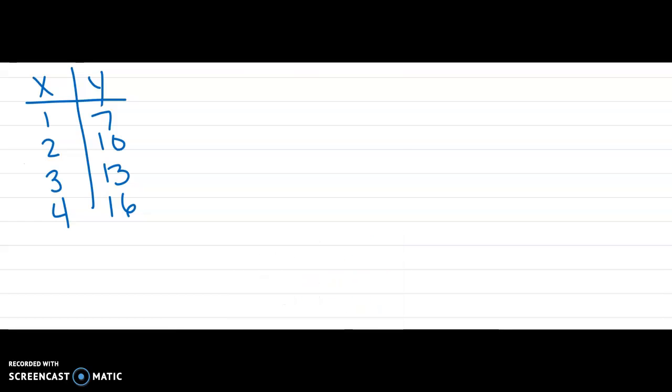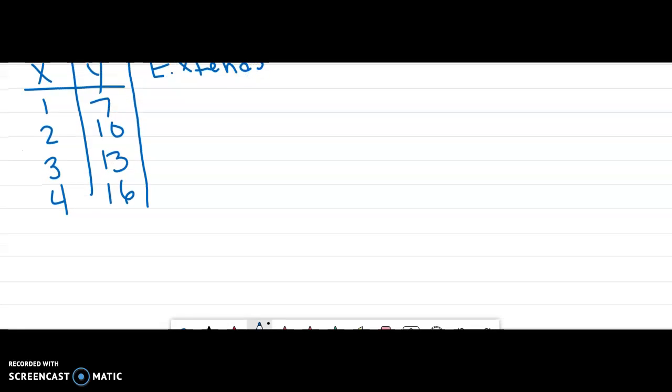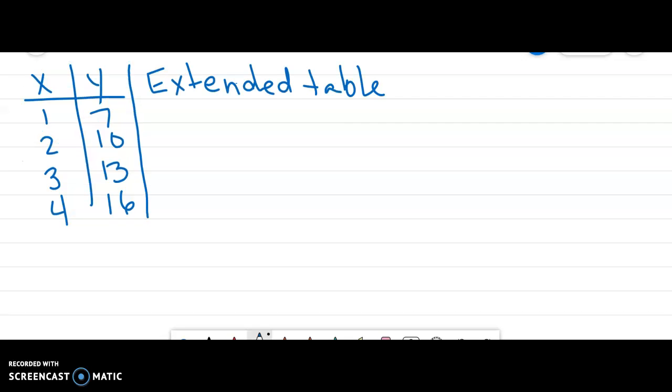So if I want to write this as an explicit equation, a method that I can use to do this, not the only method, but a method, is to make an extended table that models the recursive pattern that we see. So most of you can see this pattern pretty easily. We start with 7, and every time we move down, we're adding 3.